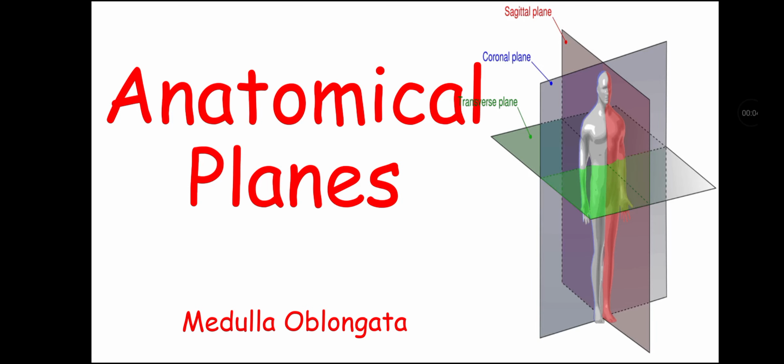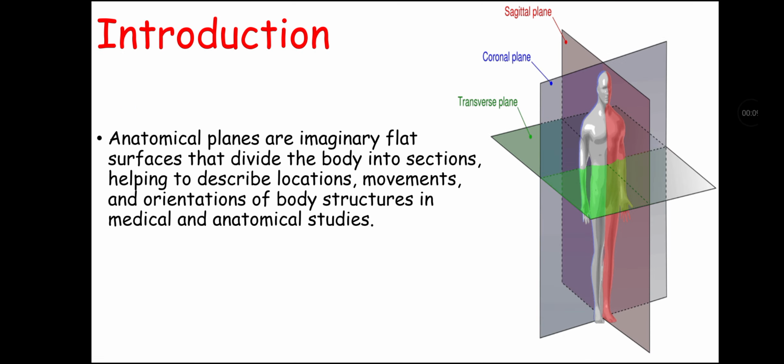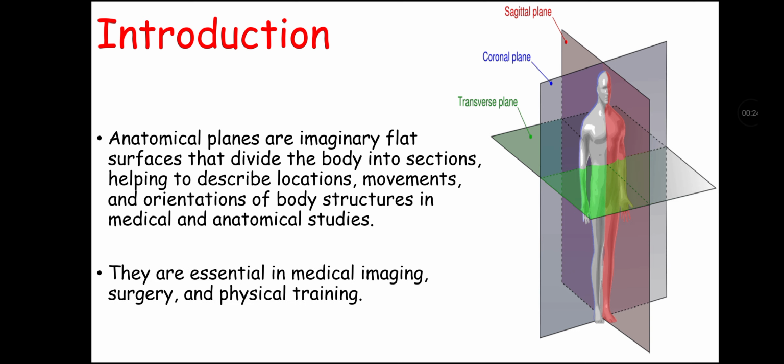Today we are going to talk about anatomical planes. We will start our topic with the introduction. Anatomical planes are imaginary flat surfaces that divide the body into sections, helping to describe locations, movements and orientation of body structures in medical and anatomical studies. They are essential in medical imaging, surgery, and physical training.